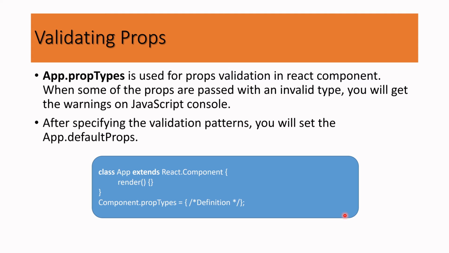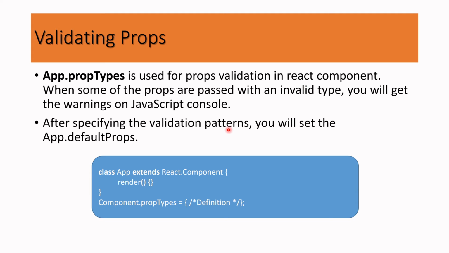Now we can see how we will create props validation. If we have a class, we can say App class, an App component that extends React Component, with some render method inside and some code passed inside that. So how will we connect to your component, and how do we write the propTypes? We have to write the component's propTypes and pass the definition here. App.propTypes is used for props validation in the React component.